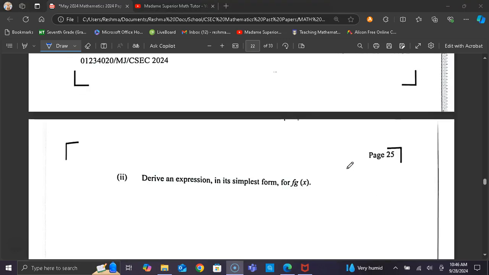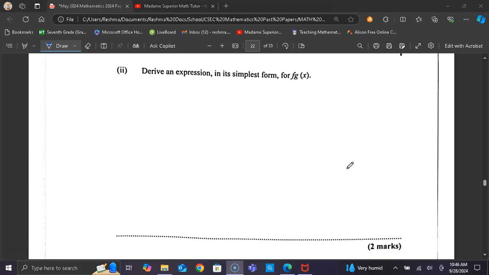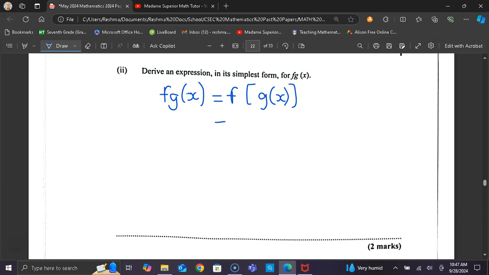So let's go on to part 2 of part A. Derive an expression in its simplest form for fg of x, and that is worth 2 marks. So fg of x is a composite function. It's where we combine the two functions f and g, where we perform g first and then f. So therefore g of x is what we call the inner function.